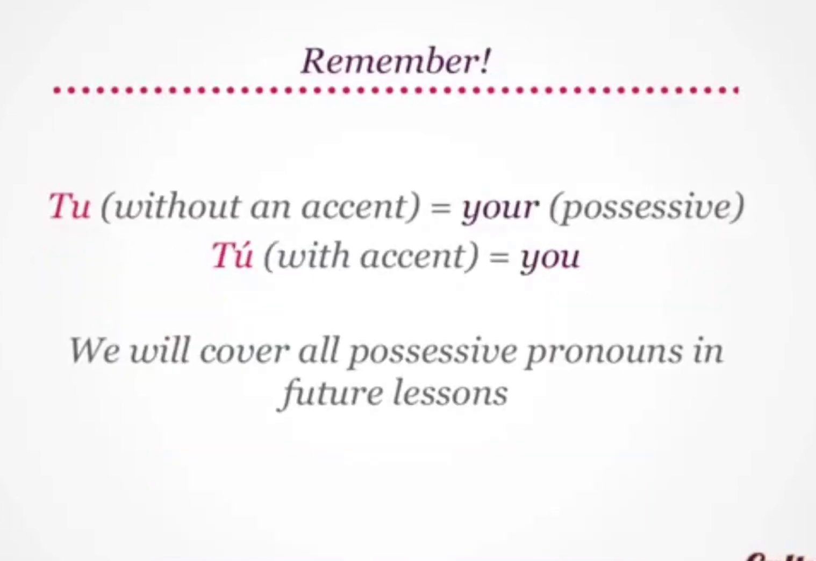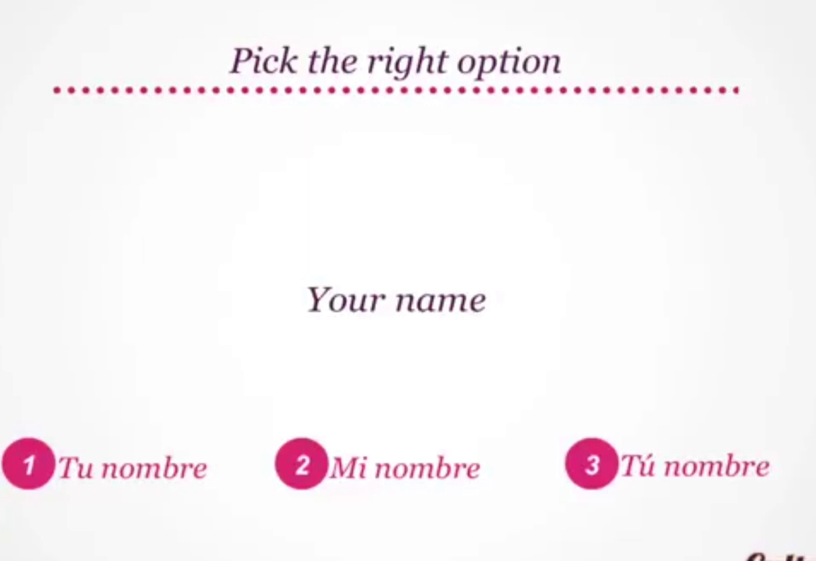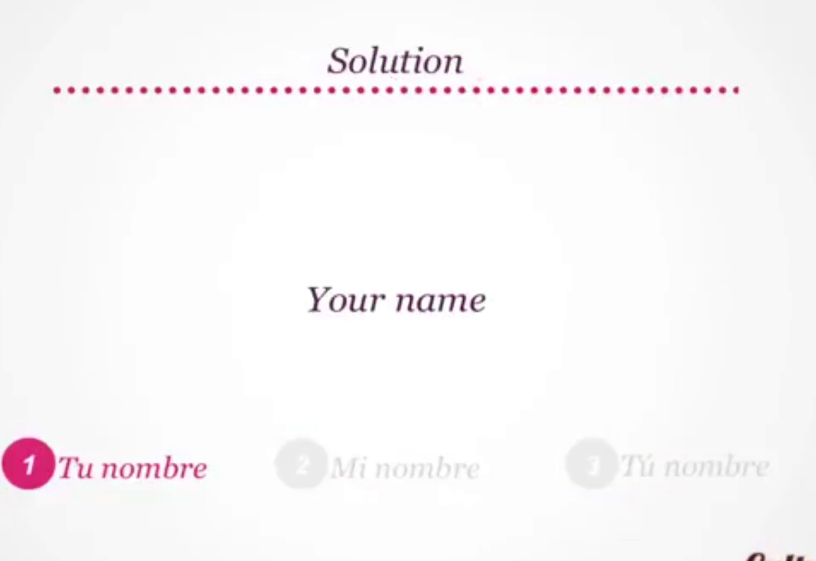Remember that tu without an accent translates to your, which is a possessive pronoun, while tú with an accent translates to you. We will cover all possessive pronouns in future lessons. So try picking the right option. How do we translate your name in Spanish? Will we say tu nombre, or mi nombre, or tú nombre? Try to remember what we learned. Your name translates to tu nombre, where tu is without an accent. Did you get that right?